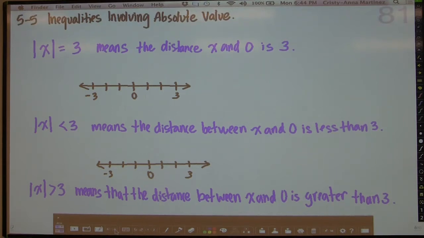Hi there, this is an Algebra 1 video. It is Chapter 5, Section 5, and today we are talking about inequalities involving absolute value.